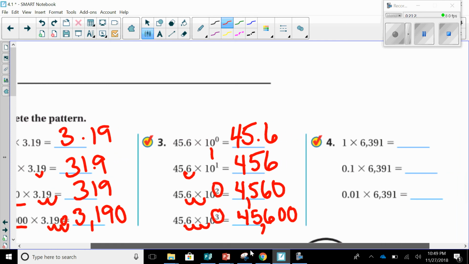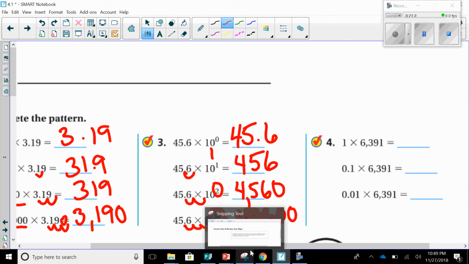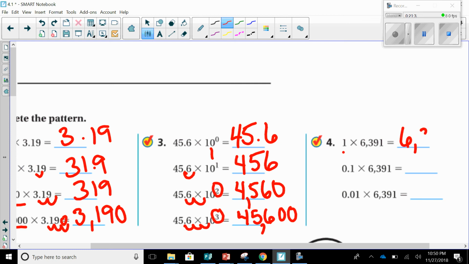Now for our last one. I have 1 times, so anything times 1 is itself. Then I have 1/10, and I'm multiplying it by 6,391. So I'm looking at decimals. Decimals I'm moving to the left, okay? Everything else I've done to the right. Now I'm moving to the left. So my decimal point is actually here. I'm moving to the left 1 space because I have 1 number after the decimal point here.